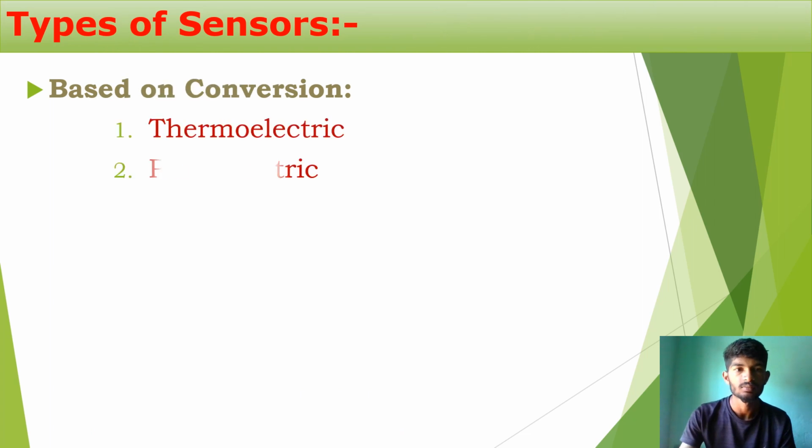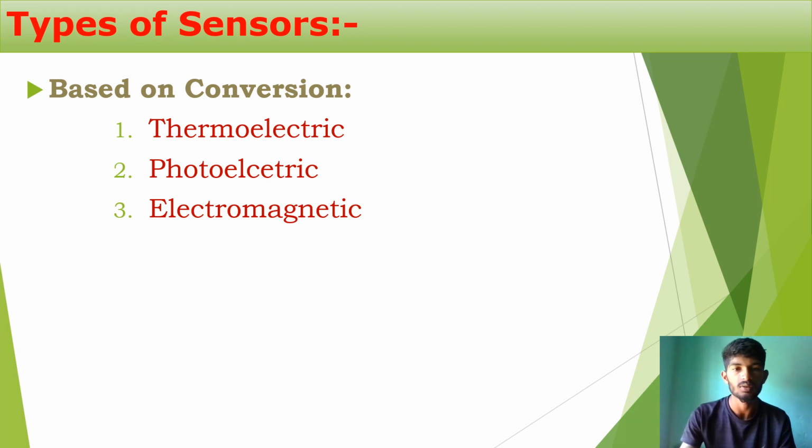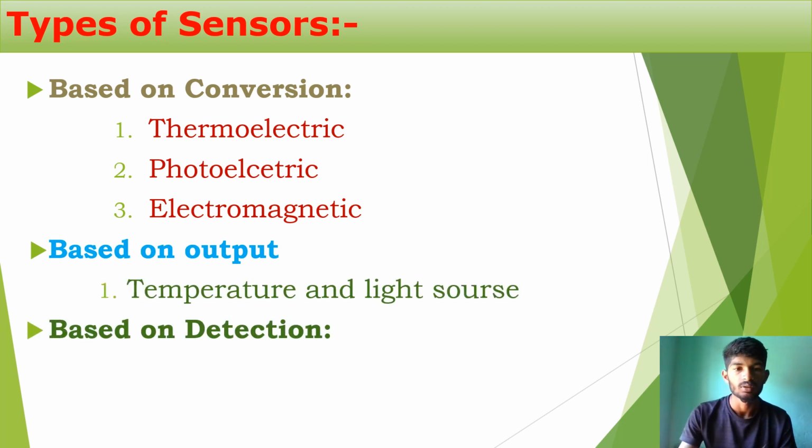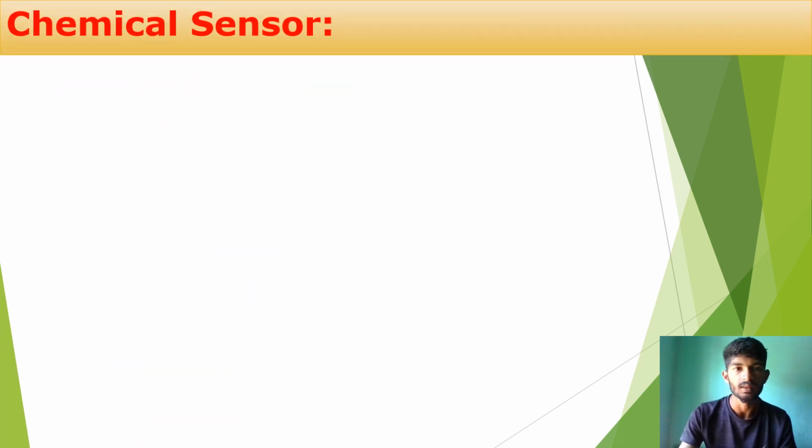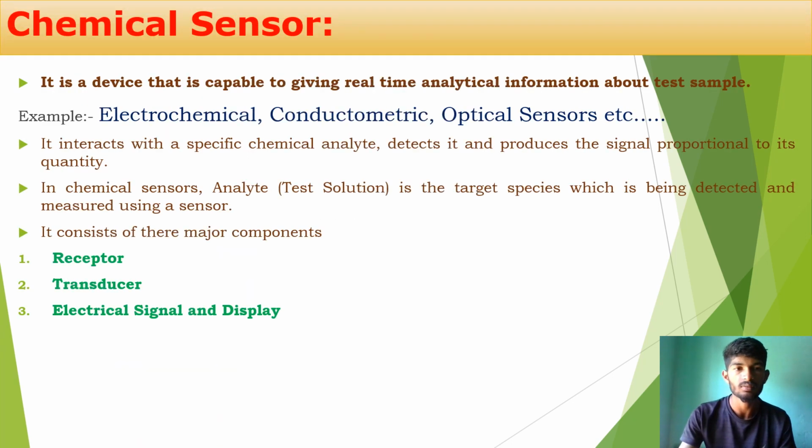Types of sensors. Based on conversion, it is divided into three types. The first one is thermoelectric, the second one is photoelectric, the third one is electromagnetic. Based on output, temperature and light sources. Based on detection, it is again classified into three types: chemical, biological and electrochemical. Now let us study in detail one by one.